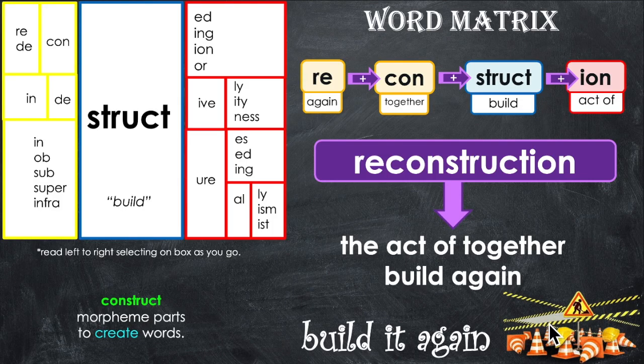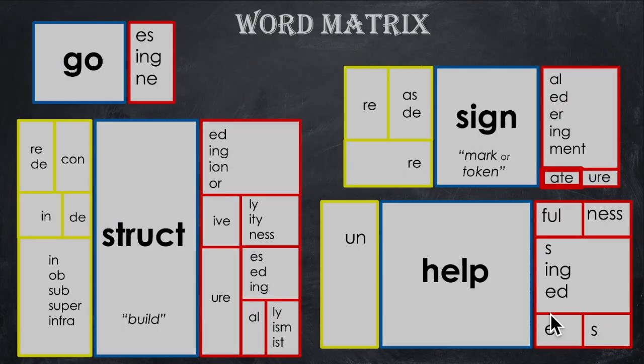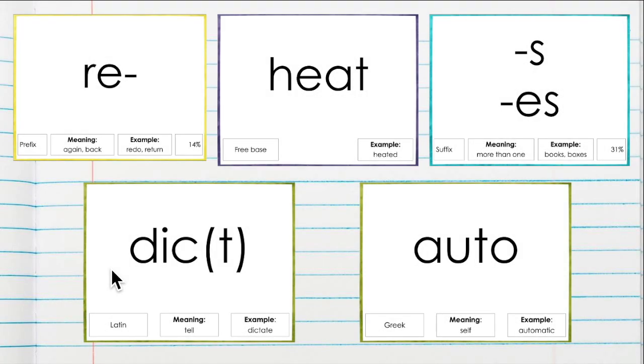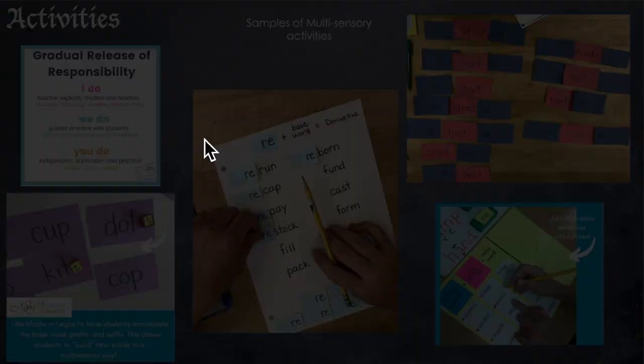So word matrices are fun to do that with because they can just take the pieces and then you put the pieces together. You can do it as simple as go with inflectional ending or more complicated with Latin bases and or Latin roots and prefixes and suffixes. So simple to more difficult. You also can have reference cards that tell you the prefix or suffix and tells you what the meaning is, gives you an example, and then it can tell you the frequency of occurrence. So like, oh, how often are we going to see this suffix or this prefix? Some students find that helpful as well.